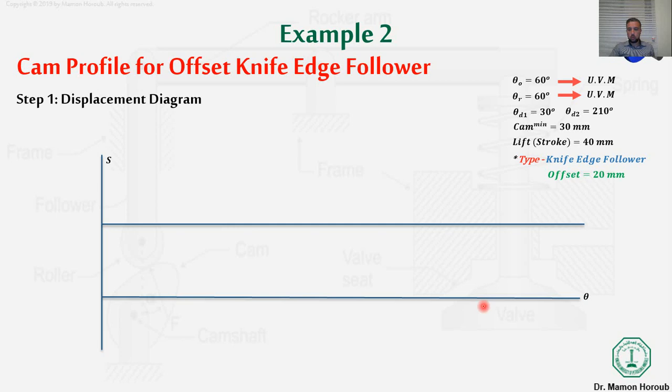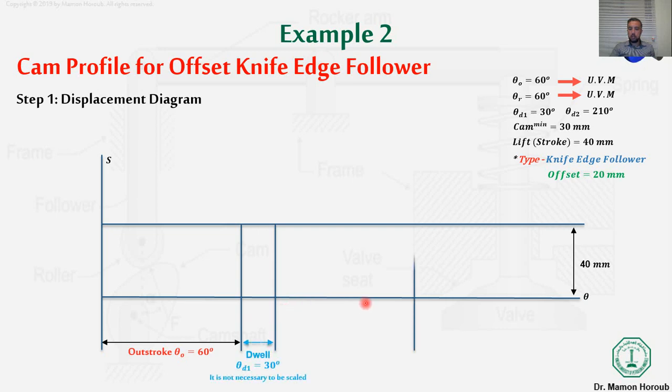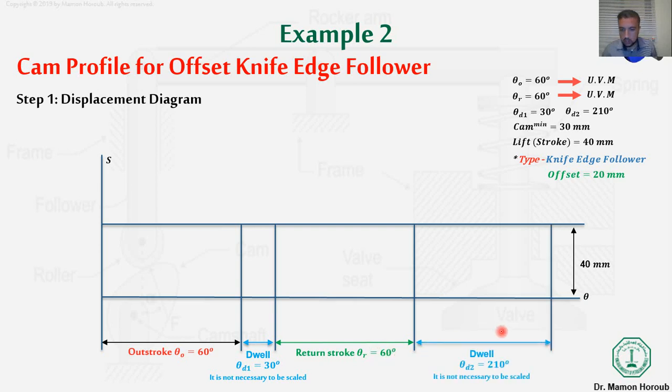As previously, we need to draw our x-axis theta and y-axis s, and the last line gives me the maximum lift, which is 40 millimeters. I need to divide my area into four parts: first the outstroke, which is 60 degrees, then the dwell, which is 30 degrees, after that the return stroke, which is 60 degrees, and the last one, a dwell, which is 210 degrees. As I said, the dwell does not need to be scaled, but the outstroke and return, as well as the stroke here, should be scaled.